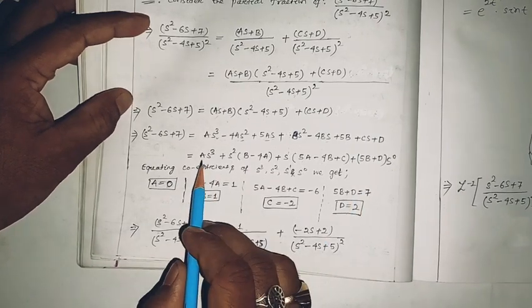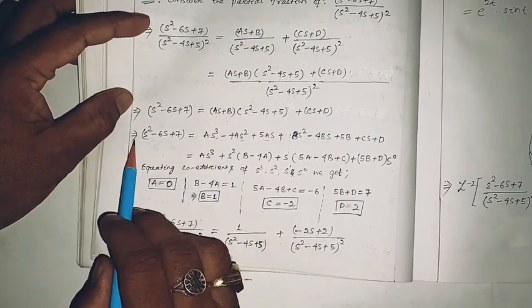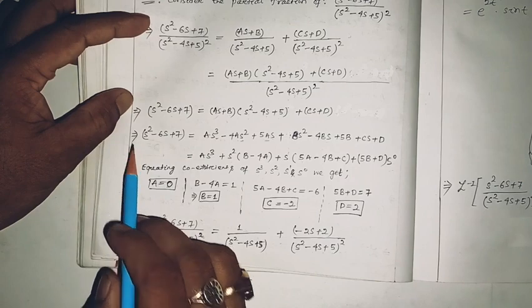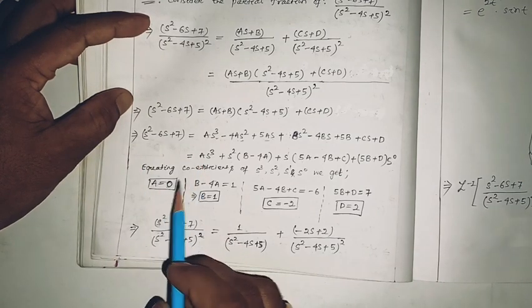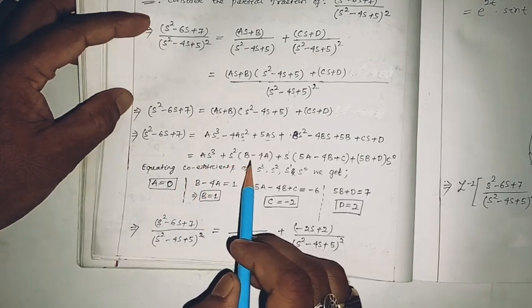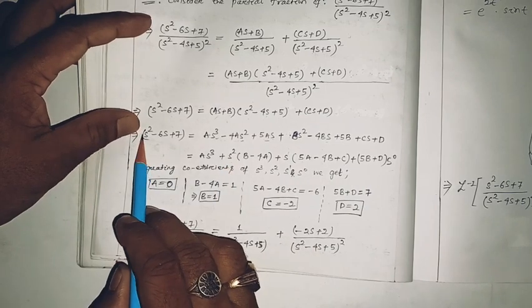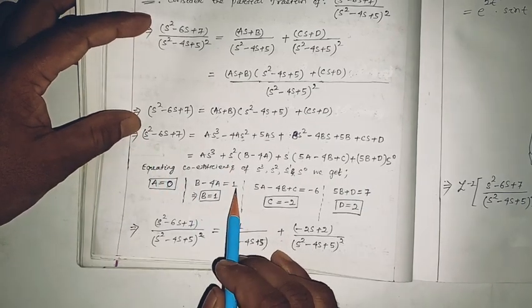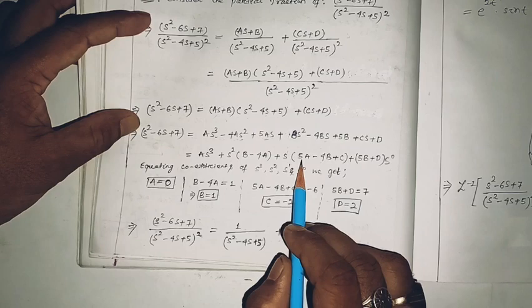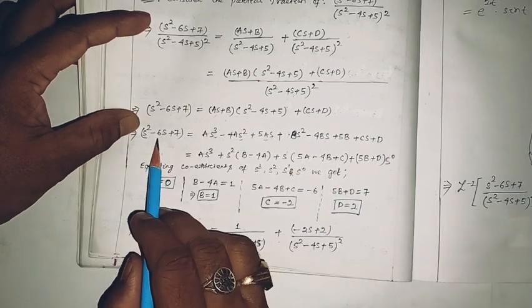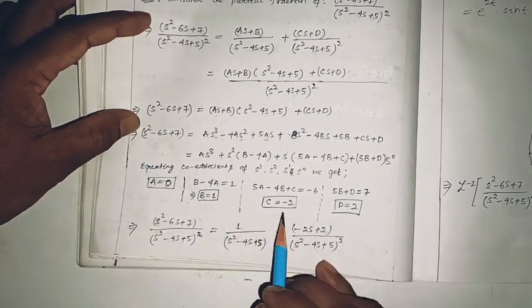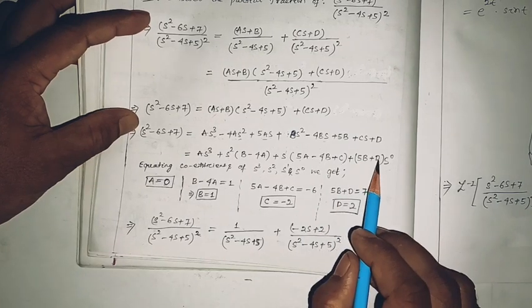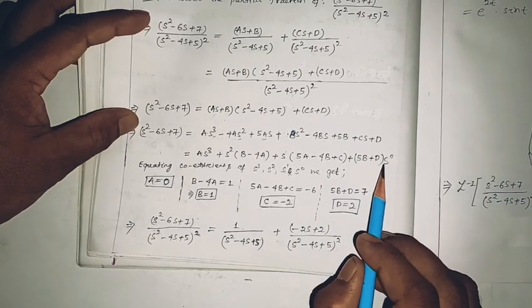Here you can see the coefficient of s cubed is a. On the left hand side there is no s cubed term, so a will be equal to 0. The s squared coefficient is b minus 4a, and here the s squared coefficient is 1, so b minus 4a equals 1. The s coefficient is 5a minus 4b plus c, and here the coefficient of s is minus 6. 5b plus d is the coefficient of s to the power 0, meaning the constant.